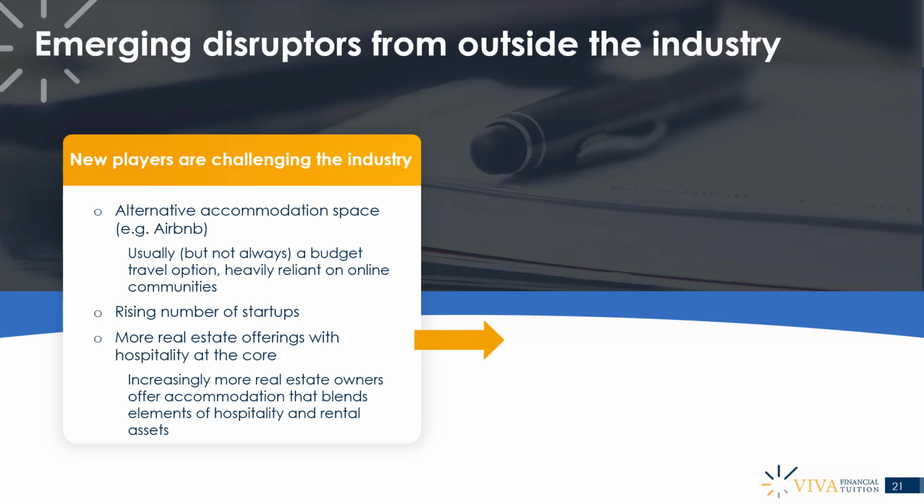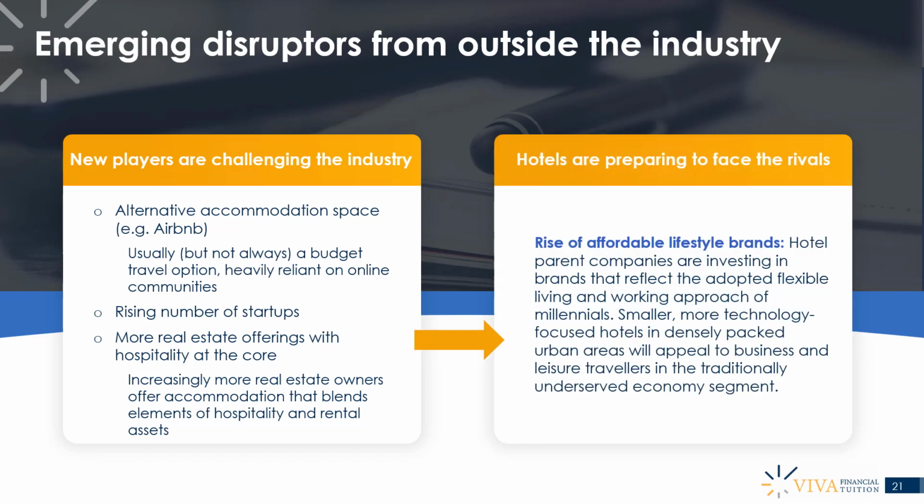So hotels are having to prepare to face these kinds of rivals. What you're seeing is a responsiveness in particular to the millennial generation, because it tends to be amongst the millennial generation and younger that the Airbnb type offerings are most popular. So what you're seeing then are hotels responding to the needs, the desires, the preferences in particular of the millennial age groups and younger. So you're seeing the rise of affordable lifestyle brands.